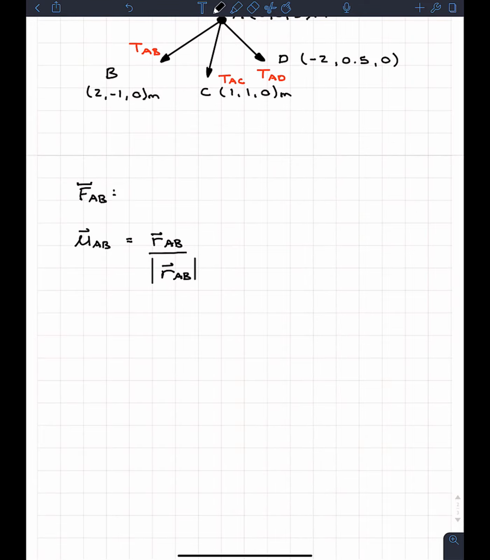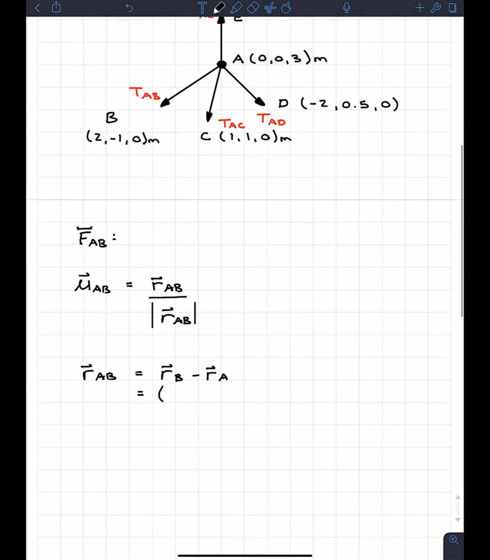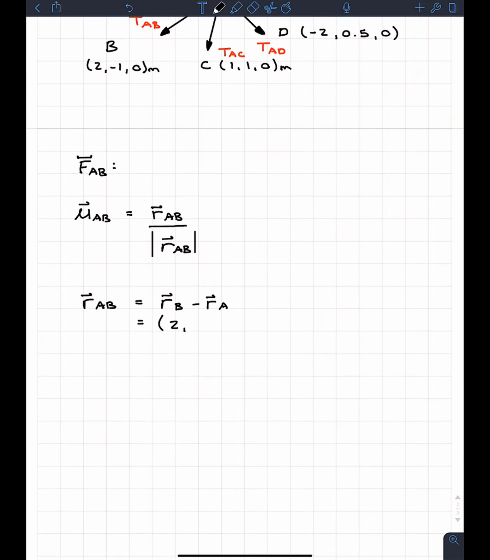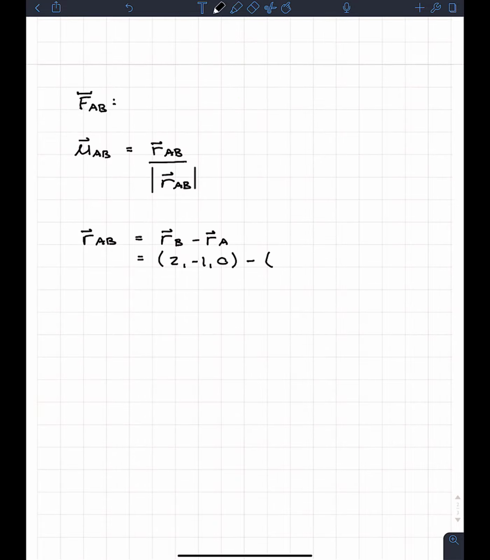So let's go RAB. And we know that this is going to be equal to the coordinates of B minus the coordinates of A. So remember, it's where we end up minus where we started. So if we're going from A to B, we end up at B. So we're going to take the coordinates of B minus the coordinates of A. So what would this mean? Well, if we put in brackets, what are the coordinates of B? We know that they're 2, -1, and 0. And we're going to subtract the coordinates of A, which are 0, 0, and 3.